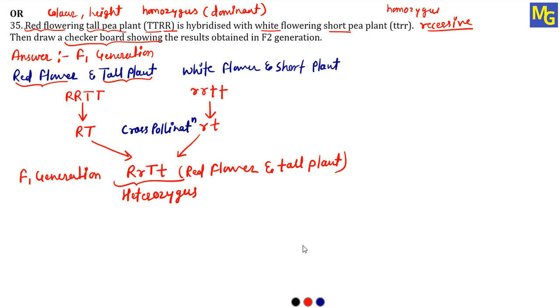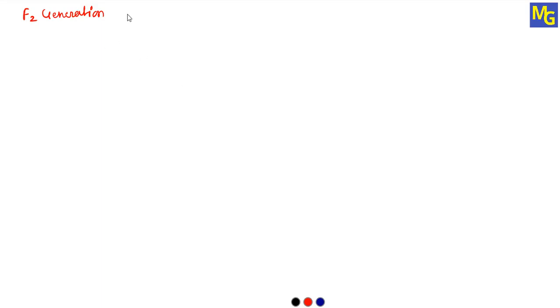Let me write the F2 generation on the next page. Write down F2 generation. What plants are we going to use? The plants from the F1 generation, that is, red flower, tall plant. Both should be the same, or you can say we are going to do the pollination in the same plant. So I'll write it here: R, small r, capital T, small t.